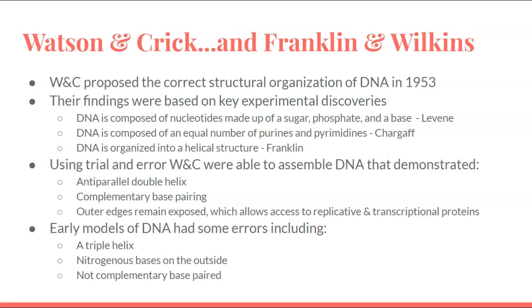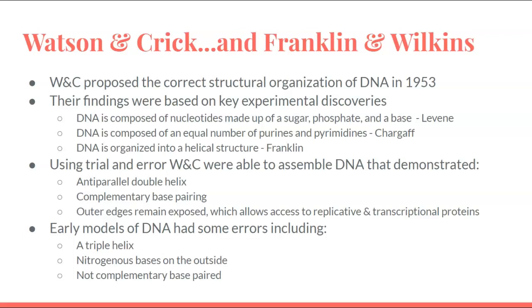Watson and Crick based their findings on really key experimental discoveries. So 3 specific discoveries. Phoebus Levene was responsible for determining that nucleotides are made up of a sugar, phosphate, and a base, which we know is true. Edwin Chargaff determined that there are an equal number of purines and pyrimidines, which means that if you have an A, you must have a T. If you have a C, you must have a G. They have to be together. There are an equal number of the 2 of them. And then, of course, Rosalind Franklin determined that DNA was organized into a helical structure.